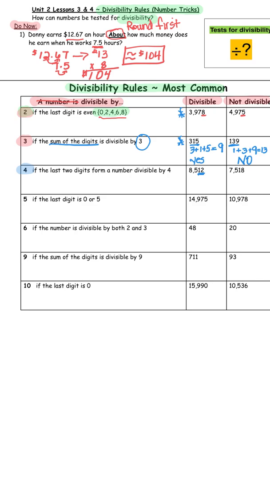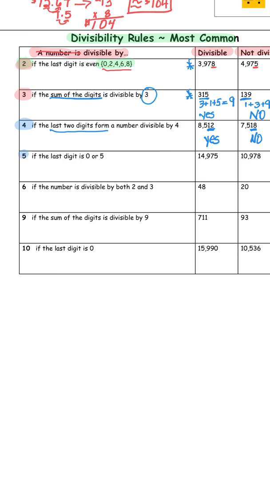The number 8,512 has the last 2 digits of 12. Is 12 a number divisible by 4? Can 4 go into 12 evenly? The answer is yes. Okay? Look at the number 7,518. Is 4 a number that goes into 18 evenly? The answer is no. Therefore, that number would not be divisible by 4. So again, the rule for 4 is if the last 2 digits form a number divisible by 4.